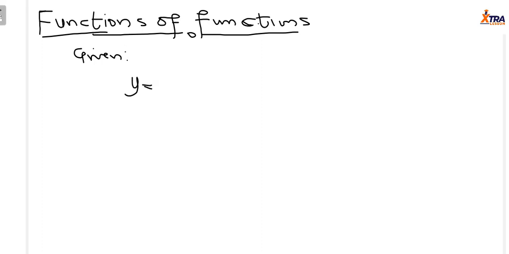y equals f of u and u equals h of x, which is a function of x. So we're having two functions there. That's why I call it functions of function.